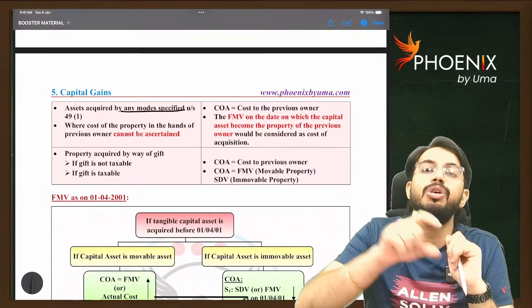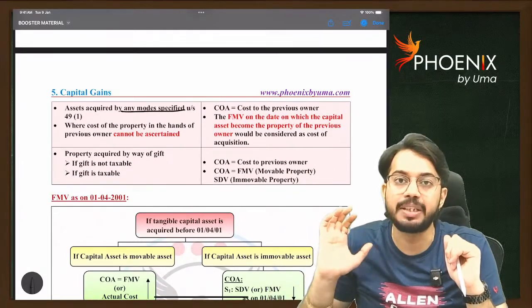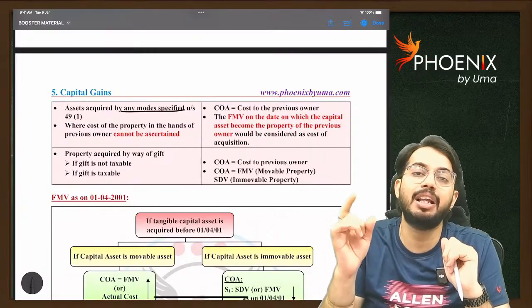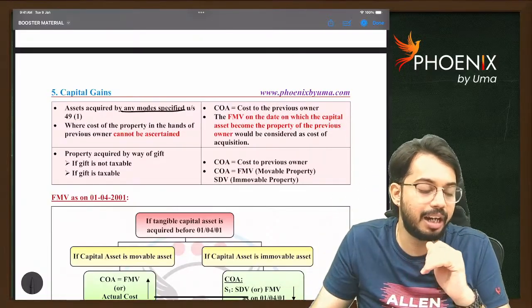From Vodafone to VI, one land was transferred. In the books of VI, cost of land is equal to cost of land in the books of Vodafone. Are you able to understand? Is it clear?